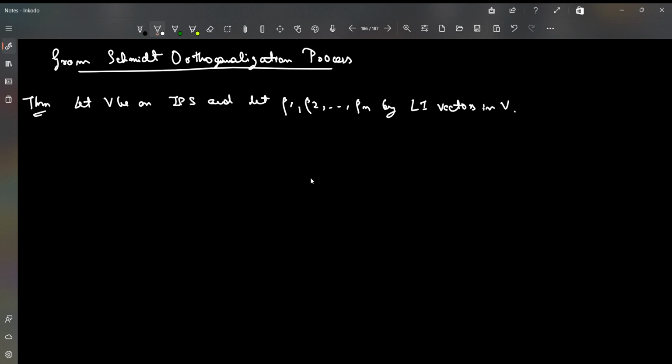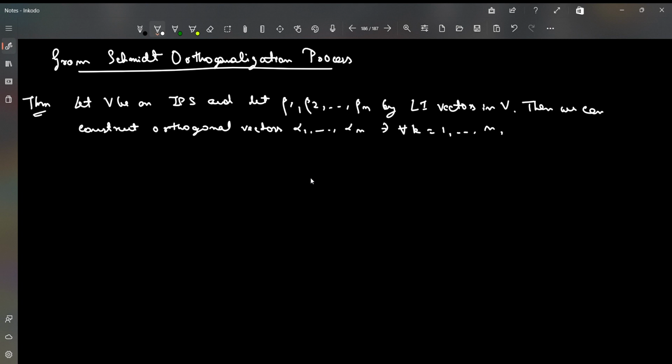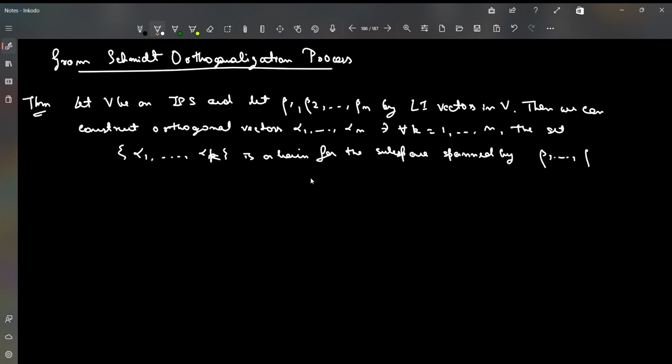What I claim is that then we can construct orthogonal vectors alpha 1 till alpha n, such that for all k equals 1 to n, the set alpha 1 till alpha k is a basis for the subspace spanned by the vectors beta 1 till beta k.